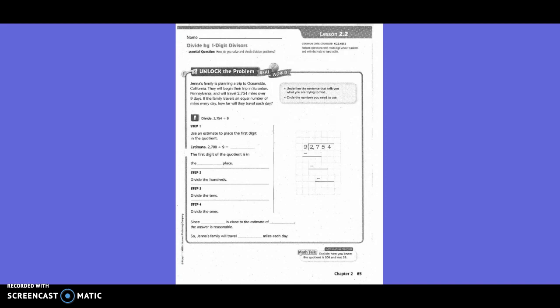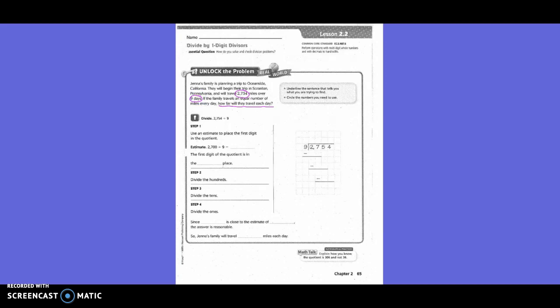Underline the sentence that tells you what you're trying to find. So what are you trying to find? How many miles will they get each day? So how far they will travel each day? Circle the numbers you need to use. So what are we going to use? 2,754 miles and 9 days.